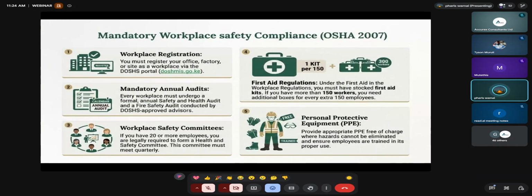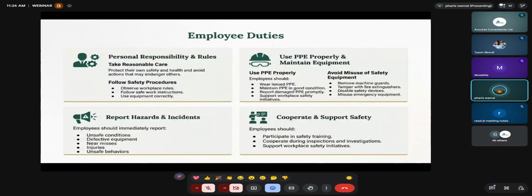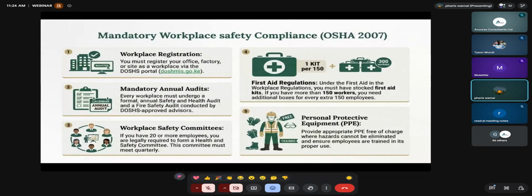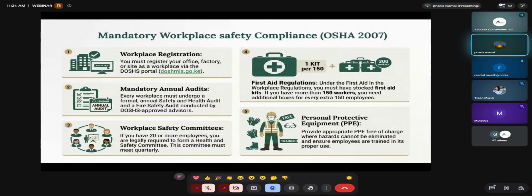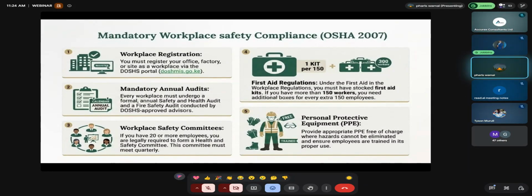So before I go to the mandatory workplace safety compliances, any question on OSHA 2007? Any question? Yes, please. You can go ahead.